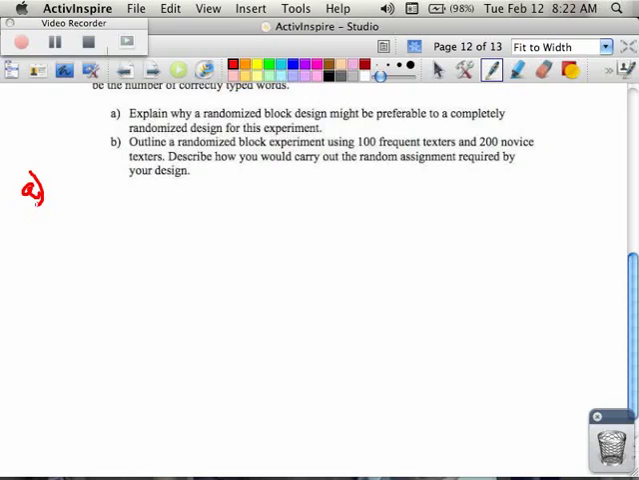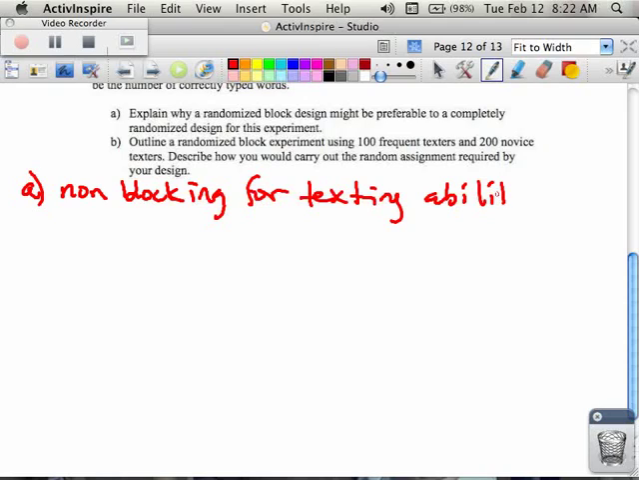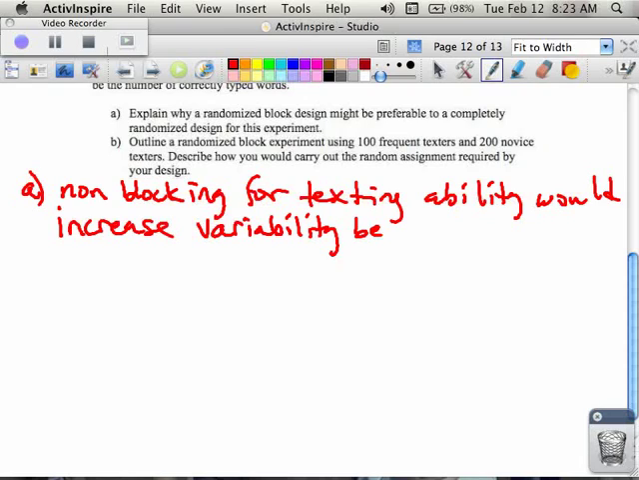So, let's see. Non-blocking for texting ability would increase, and this is the word that they like to use a lot, so get ready to use this frequently when you describe this, the variability between texters.